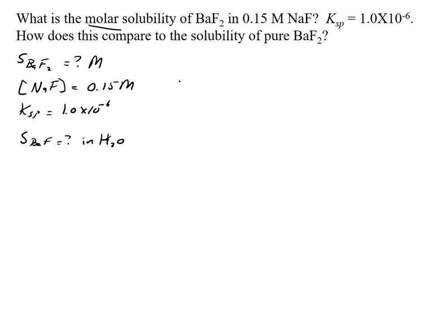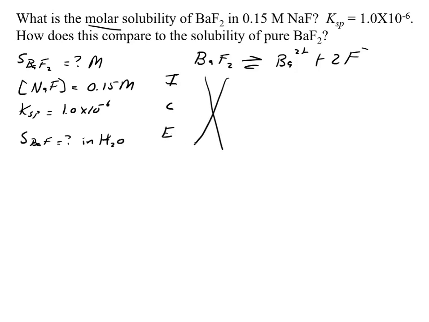Okay, so as usual, the first step is to write out the equations. So BaF2 goes to form barium 2 plus 2 fluorides. Because I have a KSP and it's asking for solubility, I have to do the ICE table. So I, C, and E. Barium fluoride, being a solid, is not going to be included. Now, what's different about this problem than the previous problems is that while I don't have a source of barium, it has a 0 molar concentration, I do have a source of fluoride.